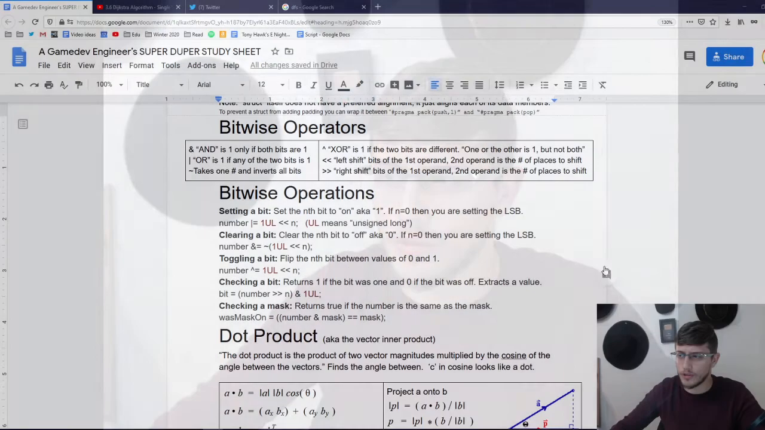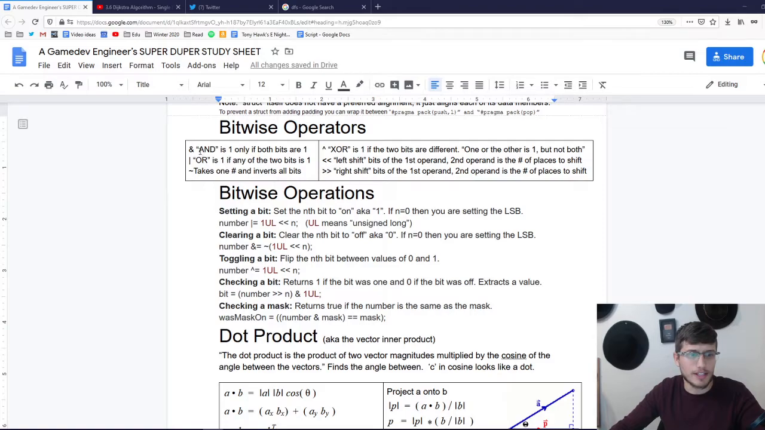But anyways, bitwise operators first. Let's not get ahead of ourselves. The bitwise operators are the AND operator, the OR operator, the tilde, the XOR, and then the left and right shift. It's pretty common for them to ask you to do one of these operations, and you need to memorize the process in order to complete one of those operations.